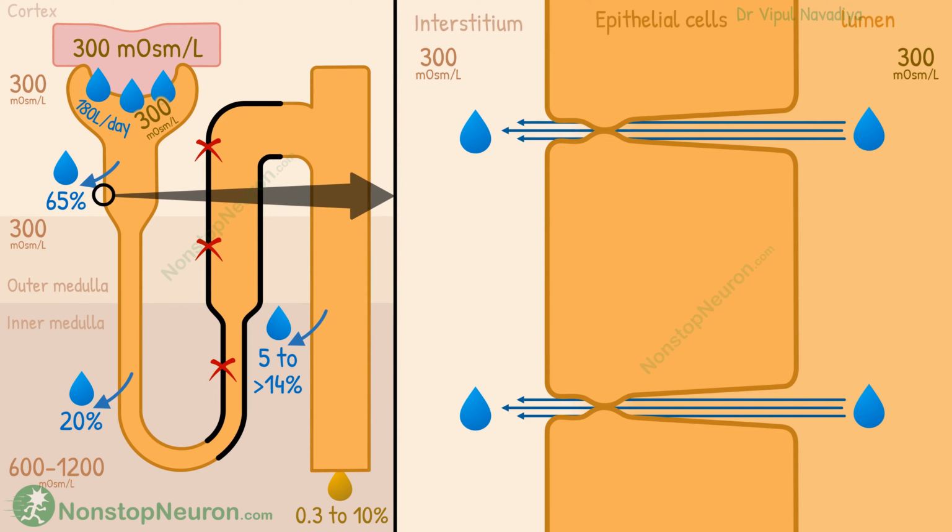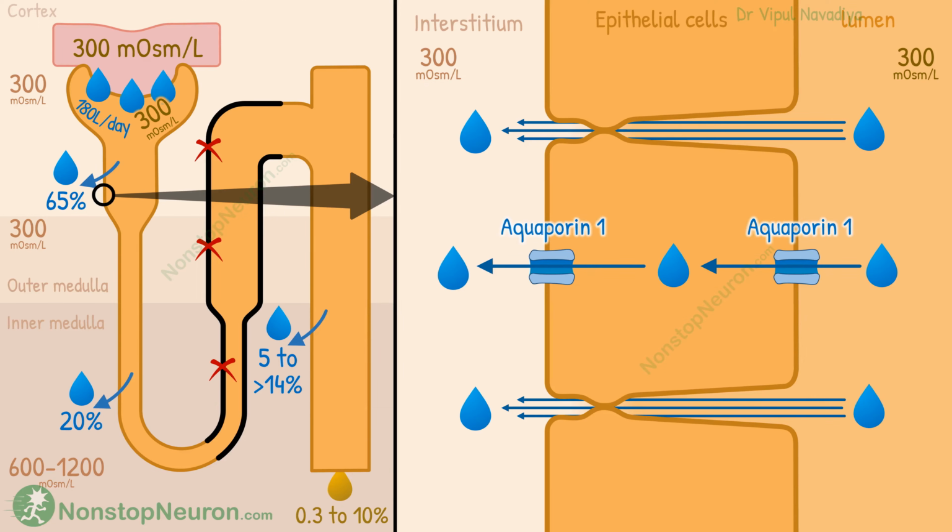This movement occurs by paracellular, as well as transcellular route. The transcellular movement occurs through Aquaporin 1 on the apical as well as basolateral membrane. As water reabsorption is proportional to the solute reabsorption, the osmolarity of the tubular fluid doesn't change. So at the end of the proximal tubule, the osmolarity is the same 300 milliosmoles per liter. So this is what happens at the proximal tubule.